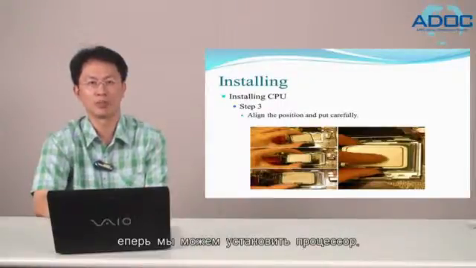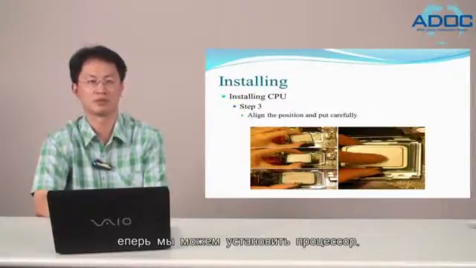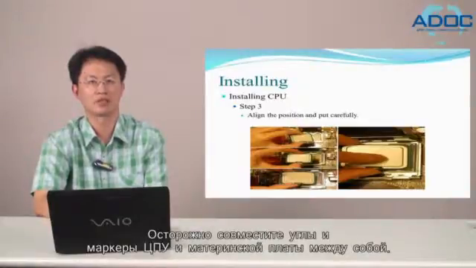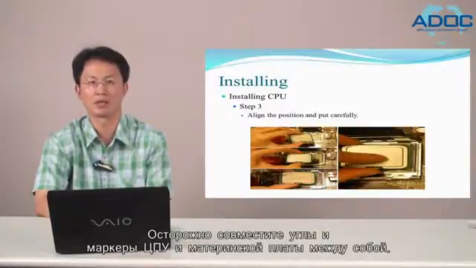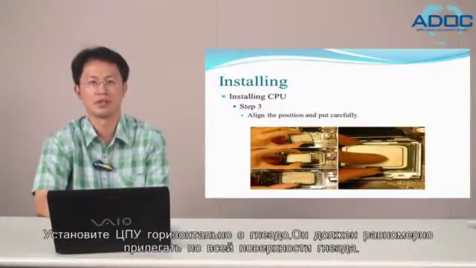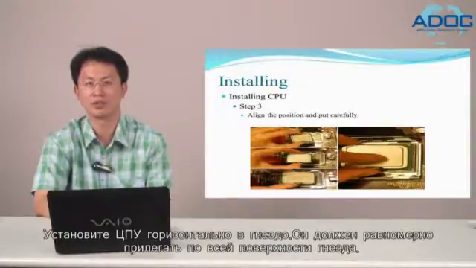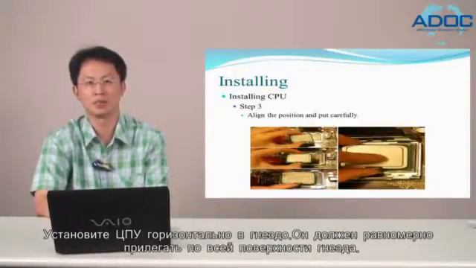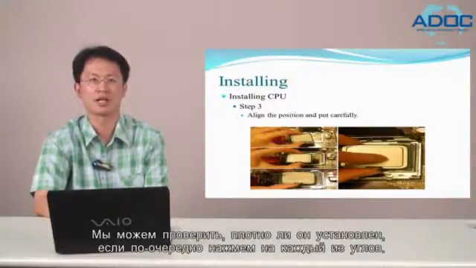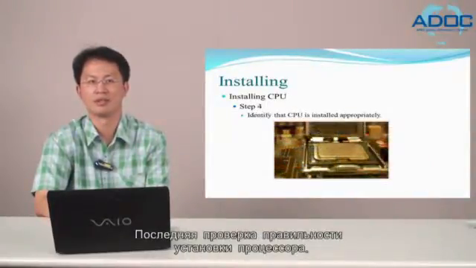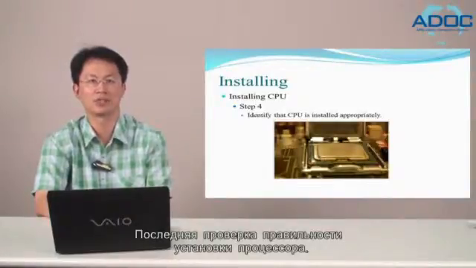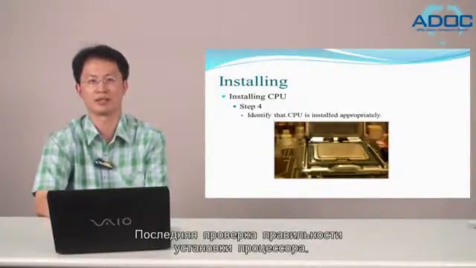Now we are ready to put CPU onto the slot platform. Just carefully match the corners and the marks on both CPU and the motherboard. Install the CPU horizontally to the sockets until the CPU is evenly tied to the socket surface. We can check if it is tightly installed by pushing each corner. The final check to see if the CPU is installed appropriately.